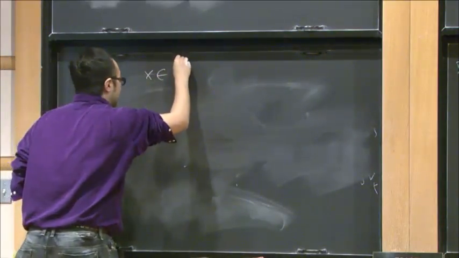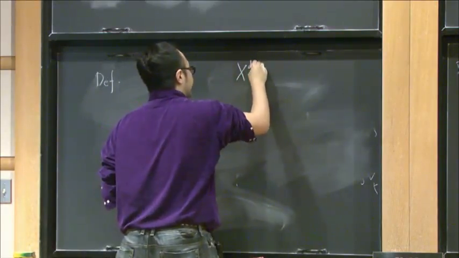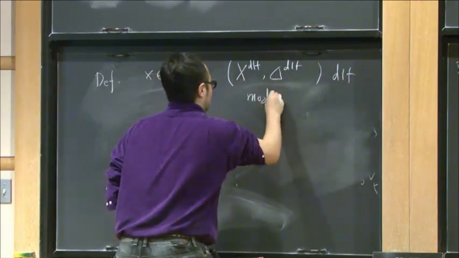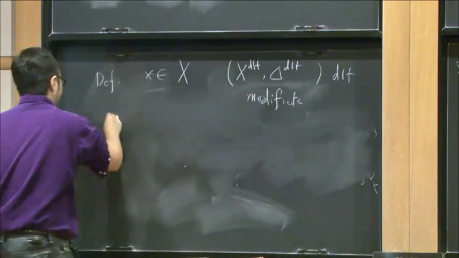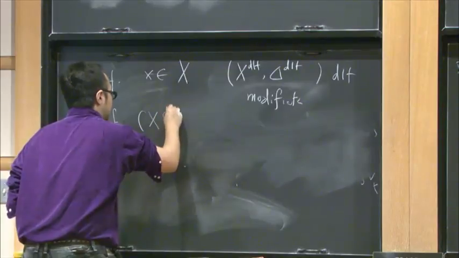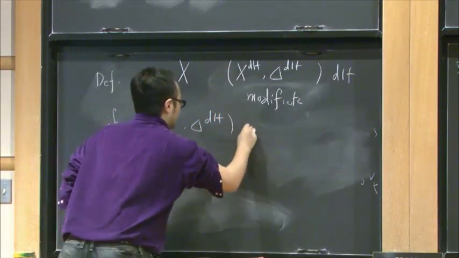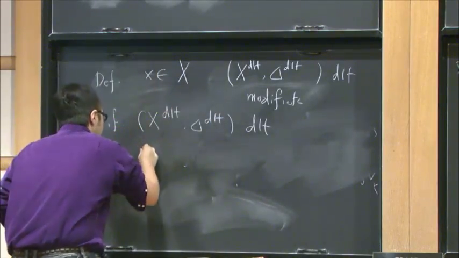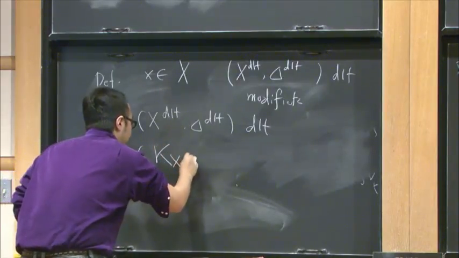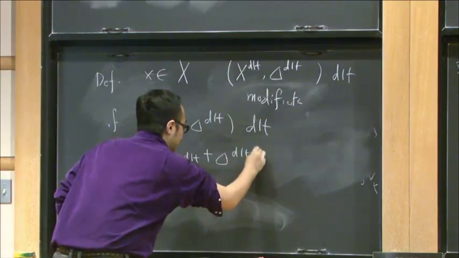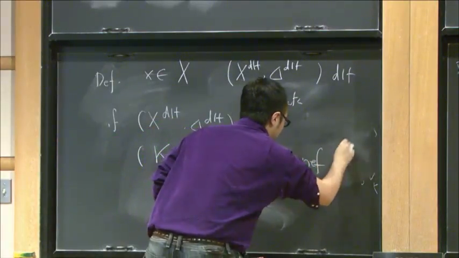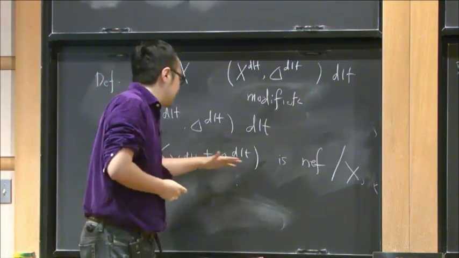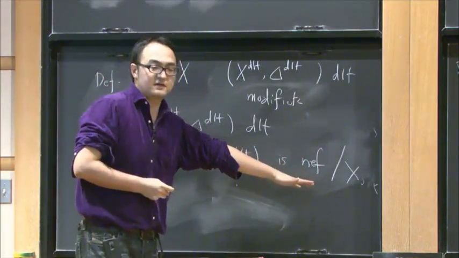So if X is a singularity, I define the DLT modification to be a pair such that, first, I need this to be DLT. For instance, any simple normal crossing pair satisfies this condition. But the second condition is more restrictive, in that I require that this pair is nef over X. So if you're familiar with the minimal model program, you know this. You just say that this pair is actually a relative minimal model over this X.